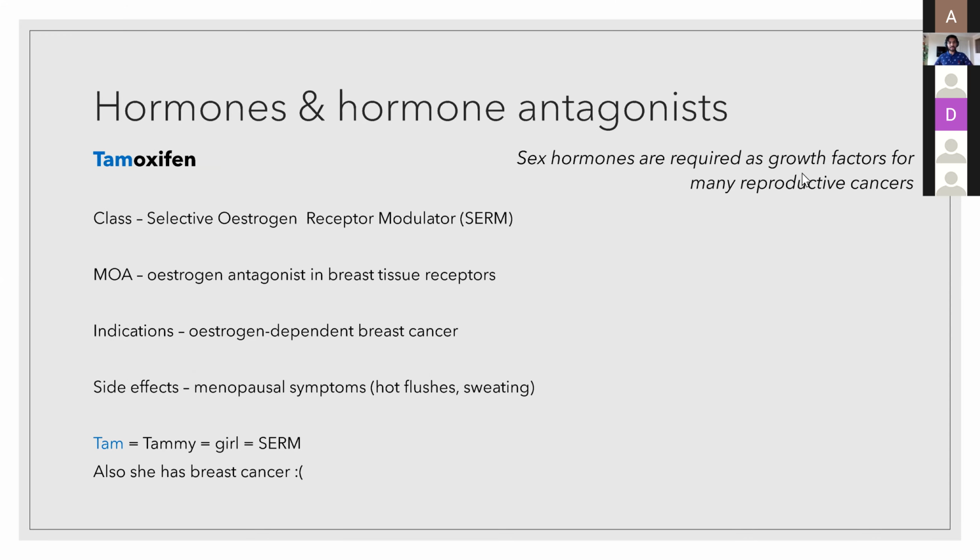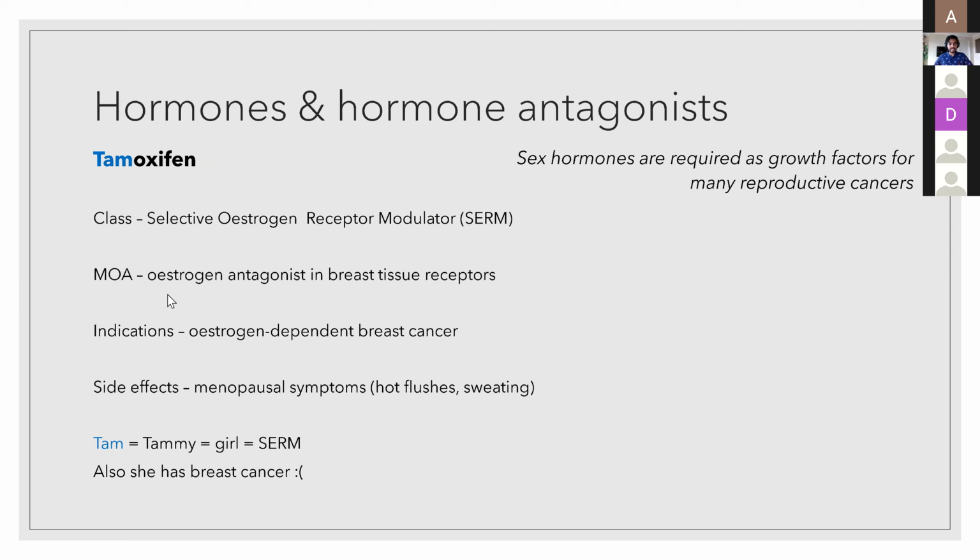Now, we've got hormones and hormone antagonists. Why is this important? Well, sex hormones are required as growth factors for many reproductive cancers. So that's why we have these drugs, especially for breast cancers. So our first drug is tamoxifen. It's classed as a selective estrogen receptor modulator, a SERM. Just got to remember that.